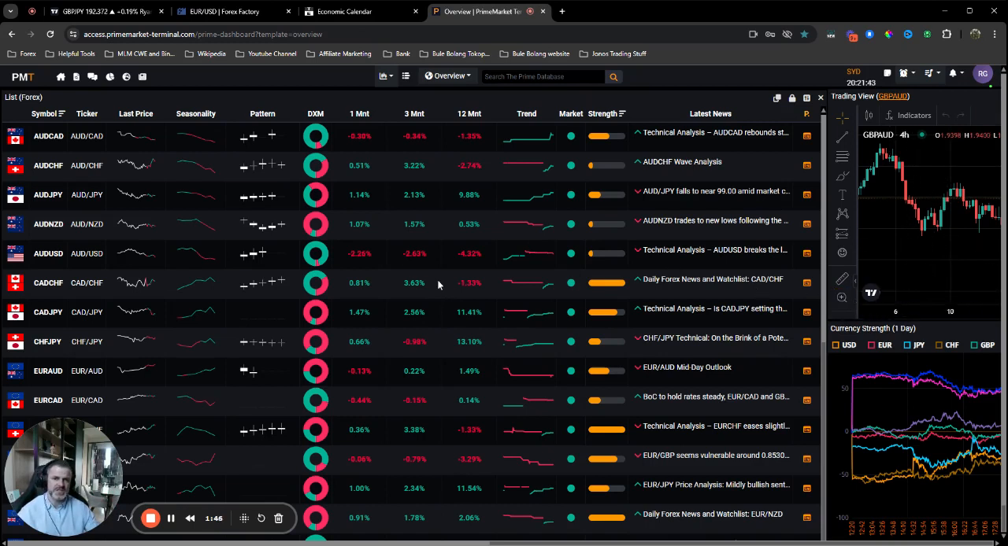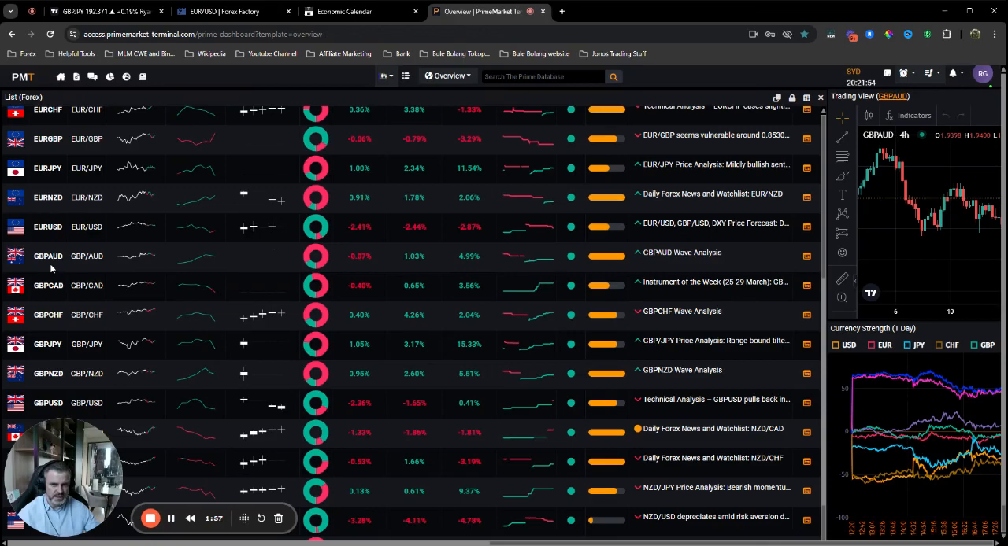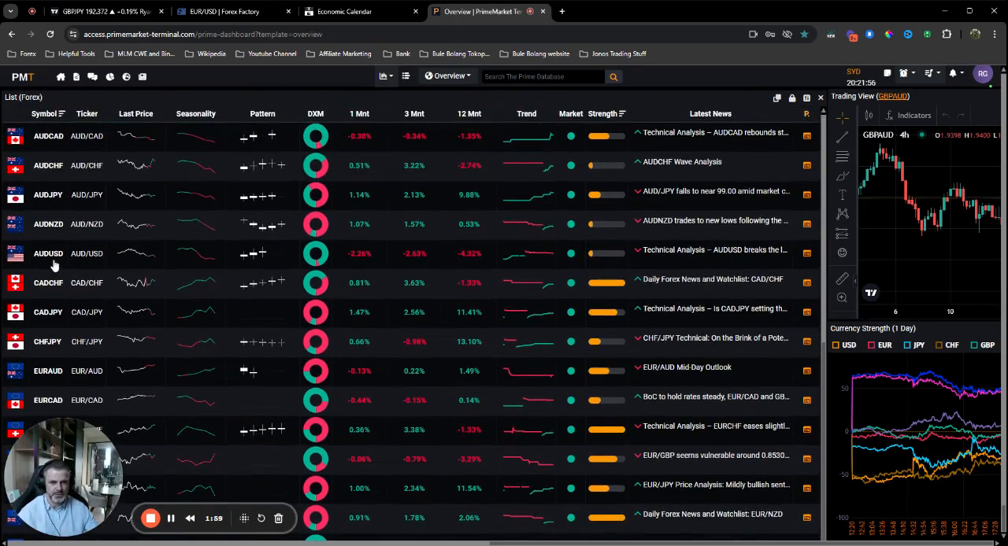And what we use this for is data. Now, there's loads of stuff here, as you can see here. We've got the ticker. That just means the ticker symbol for the currency pair. AUD CAD, AUD CHF, and you keep going down. They're all here. GBP, AUD, and so on. Okay.